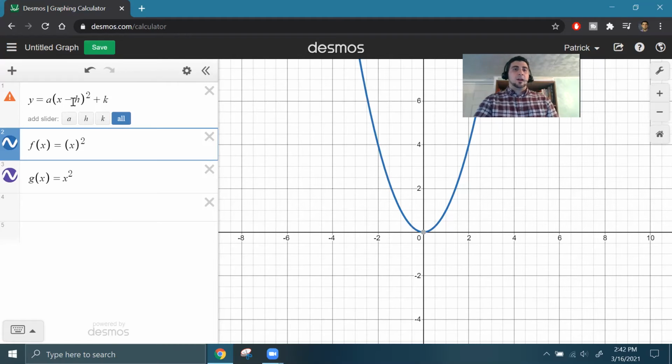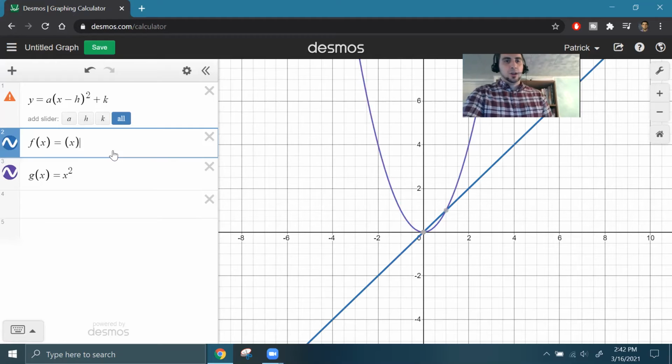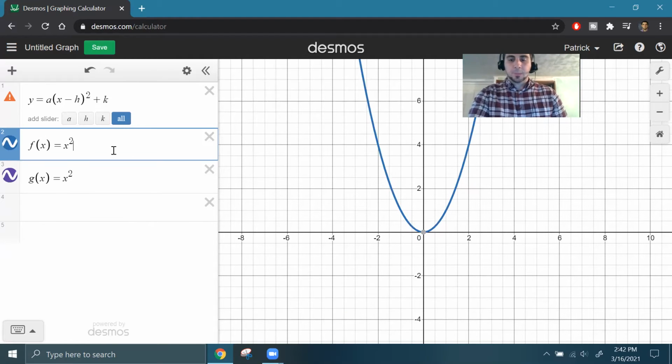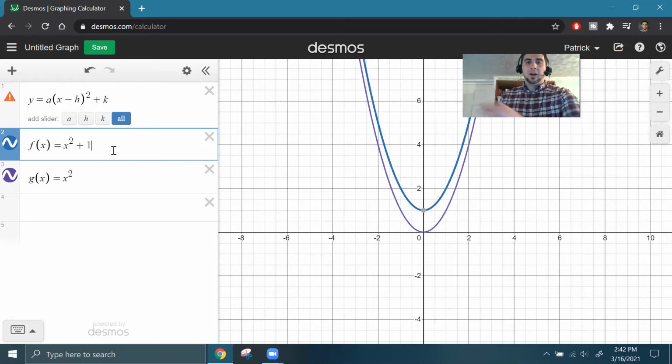Now this value of k, outside of the function, is how I like to refer to that. So we have x squared plus, let's say, 1. What did it do?